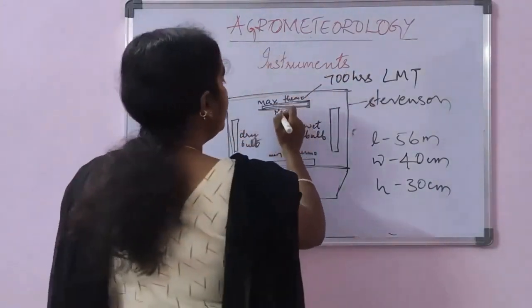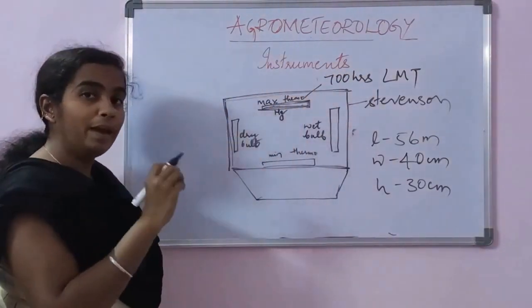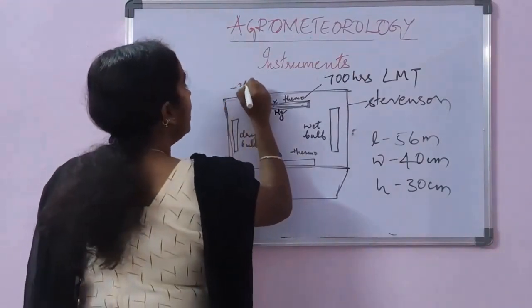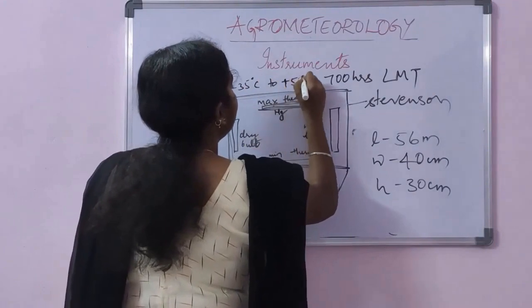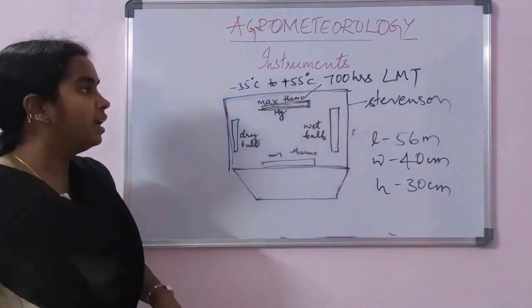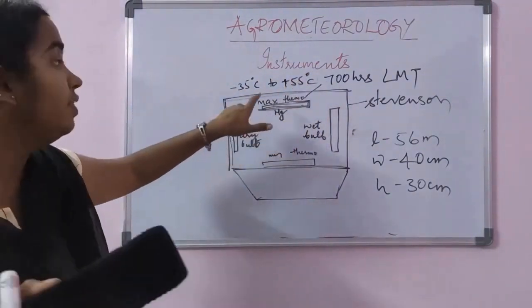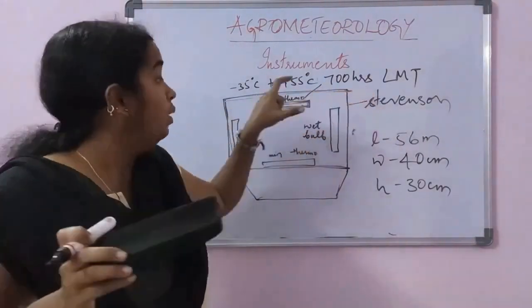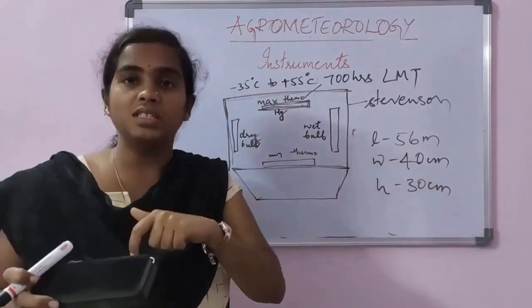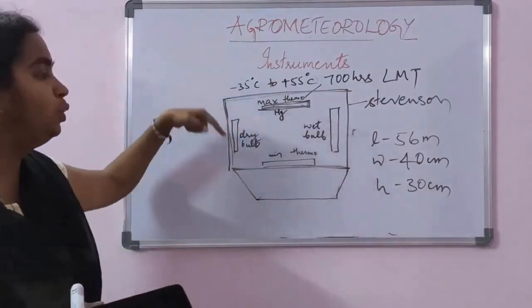The variation in the measurement of temperature by the maximum thermometer will be minus 35 degrees Celsius to plus 55 degrees Celsius. Here, what it contains, the temperature variation, when it will be set, and where it is placed in the Stevenson screen, this is very important to know.